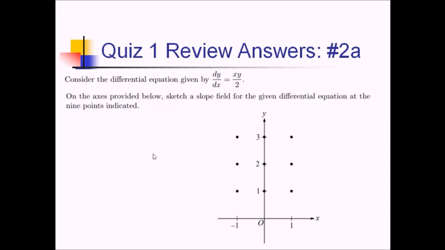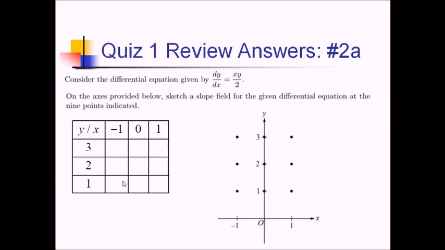So to make this easier, we're going to start with a table. And in my table, I have the x values -1, 0, and 1, because that's what we're using here. I also have just the y values 1, 2, and 3.